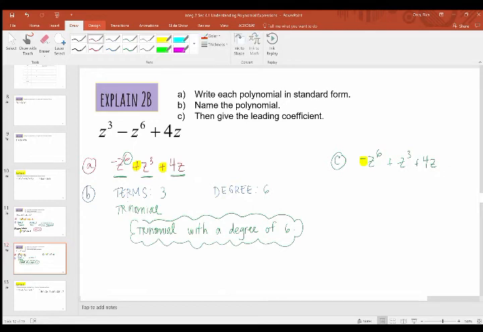Okay, and if you don't see a number, go ahead and put the number 1 next to the variable. So in other words, negative 1, z to the 6 plus z to the third plus 4z. And as you can see, that leading coefficient is negative 1.